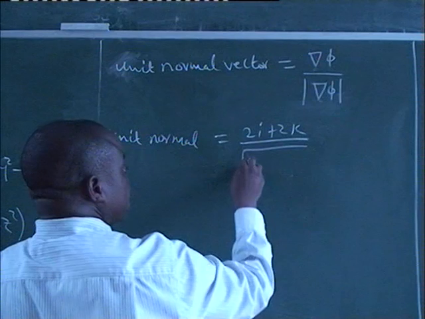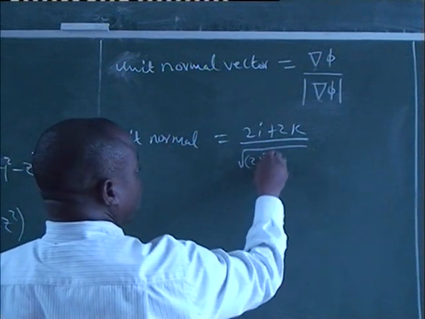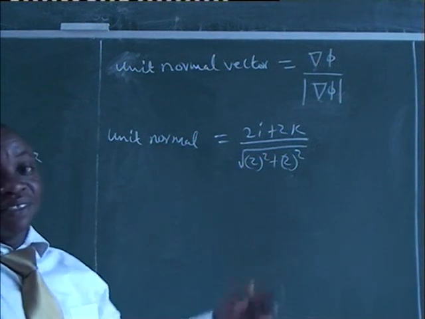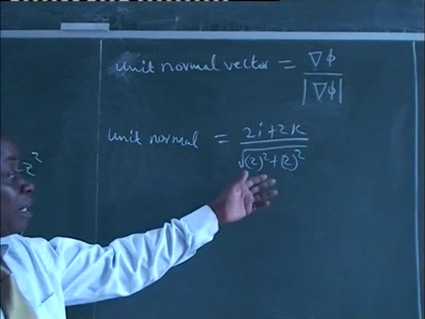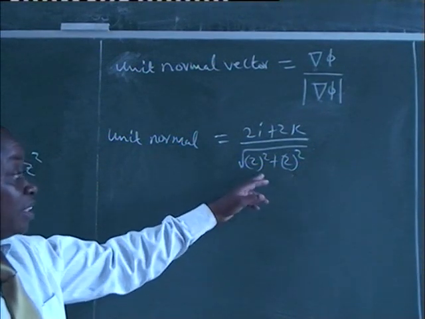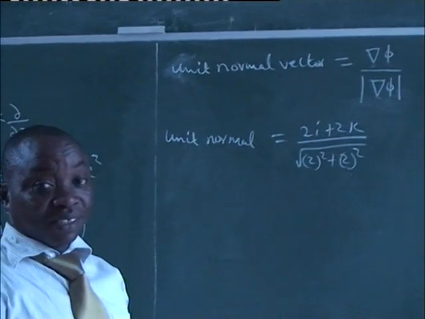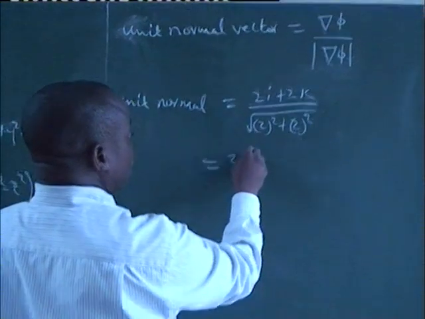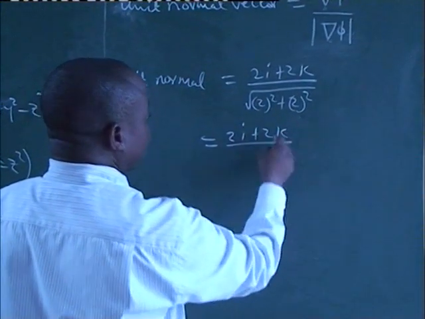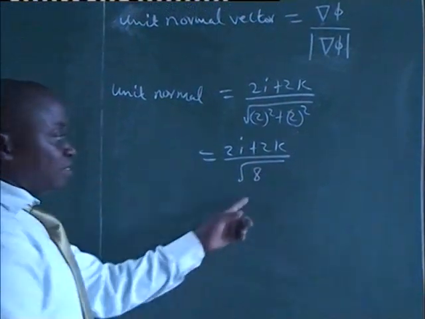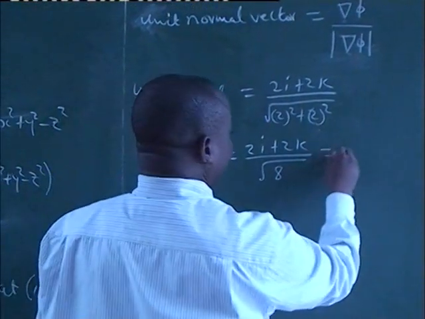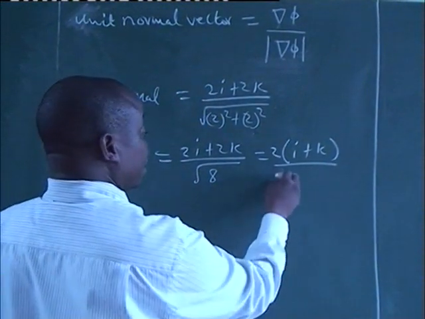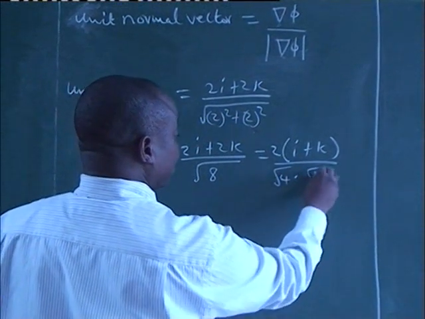Now the magnitude is given by the square root of 2 squared plus 2 squared. Of course, we know this from elementary studies of vectors: when we talk about the magnitude or modulus of a vector, we take the modulus this way. That will give us 2i plus 2k over root 8, which is the same as 2i plus 2k over root 8. Now root 8 is the same as root 4 times root 2.